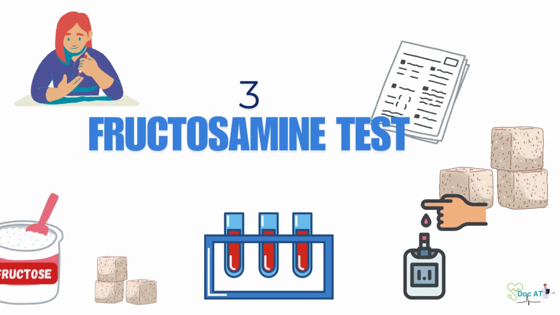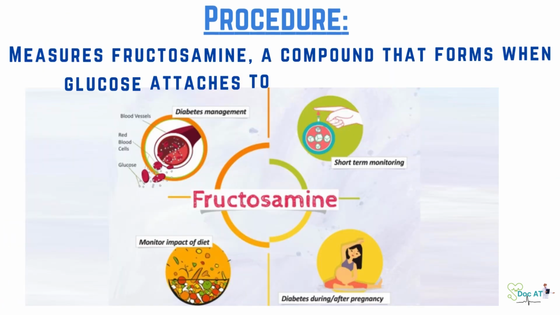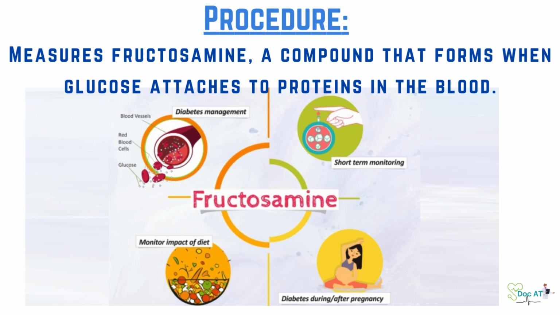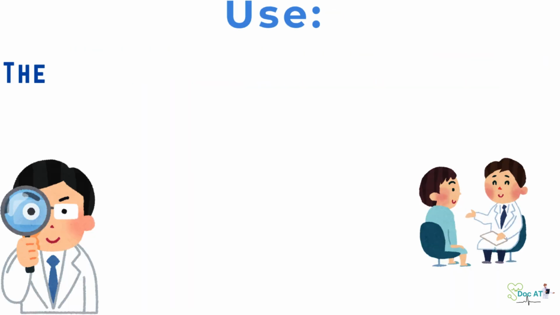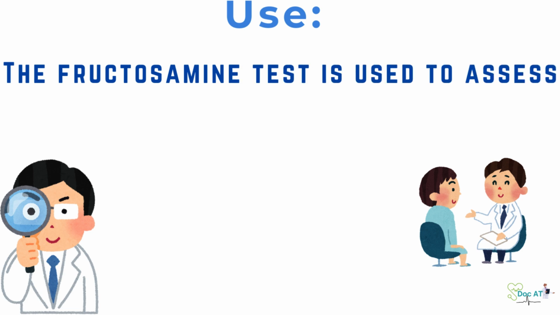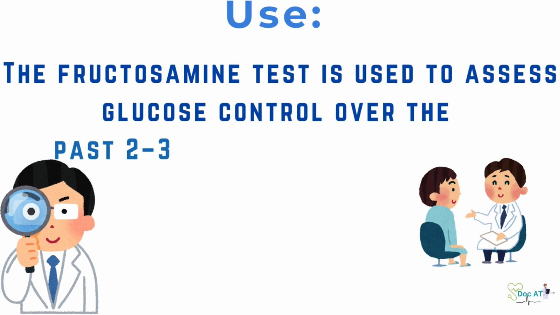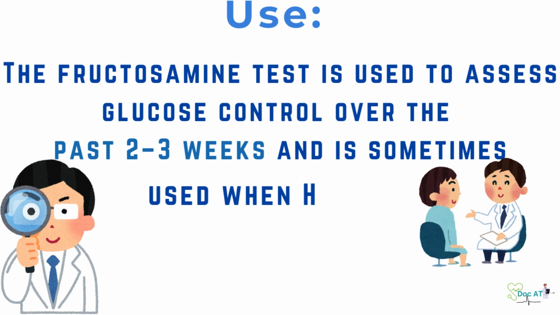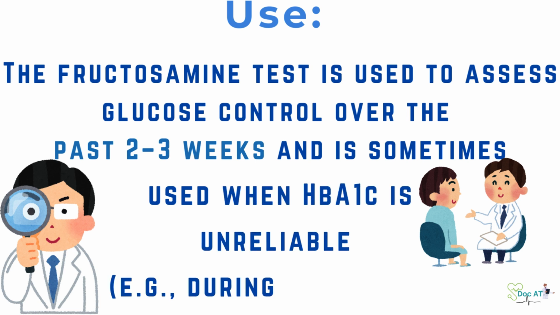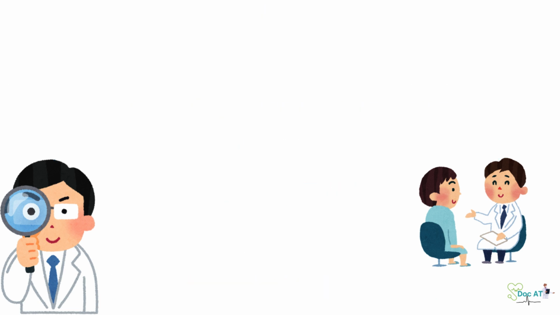3. Fructosamine test. Procedure: measures fructosamine, a compound that forms when glucose attaches to proteins in the blood. Use: the fructosamine test is used to assess glucose control over the past 2 to 3 weeks and is sometimes used when HbA1c is unreliable, e.g., during pregnancy.